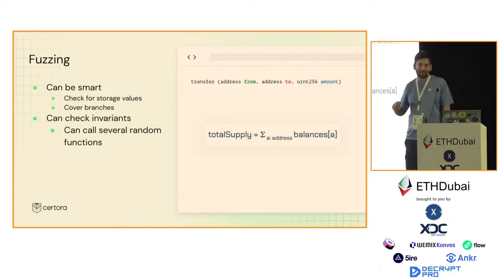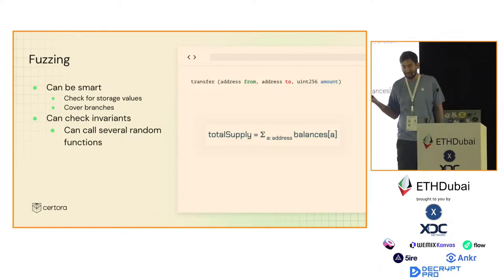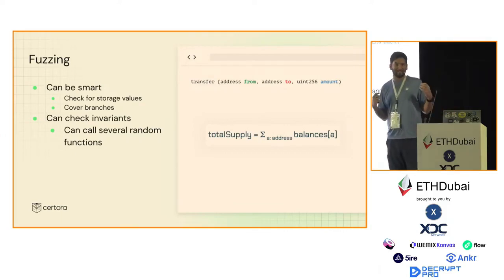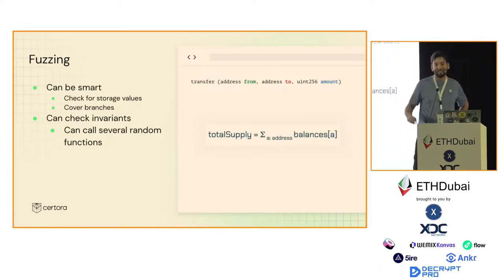Some fuzzers are actually even smarter than that and can check a different type of test we call an invariant. An invariant is something that is always true about your system, even as it goes through transformations. And there are many invariants in DeFi. One of them you can see on the screen.